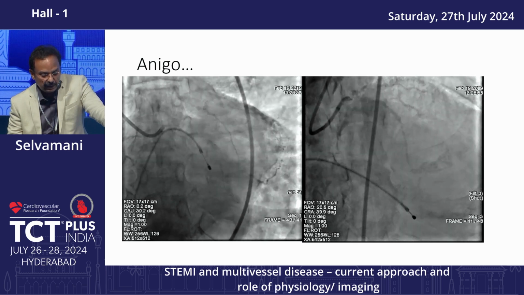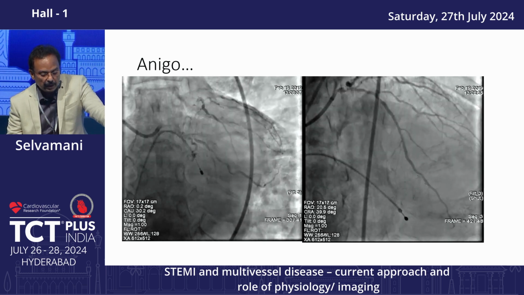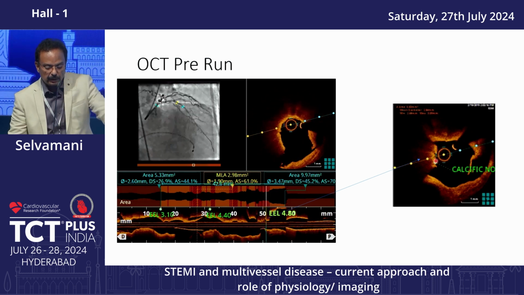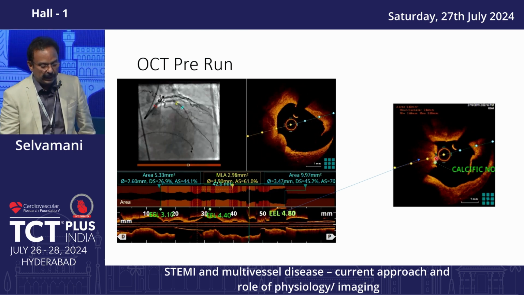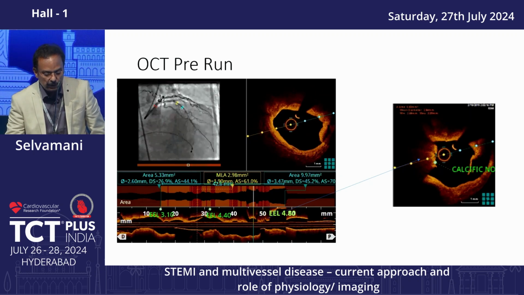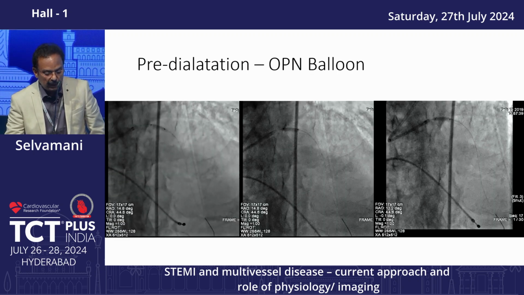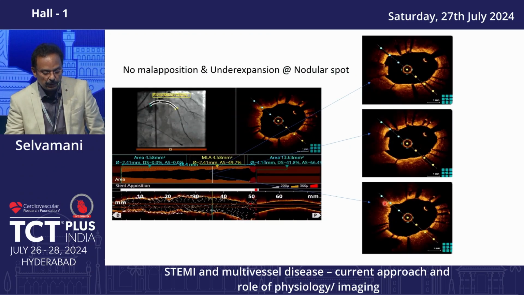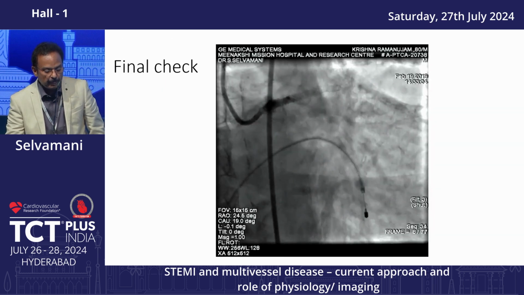A similar case here with an anterior wall MI. When you do imaging, these are eruptive nodules, so these nodules are amenable for good expansion. You can make out the characteristics here. Once you do that, it was well prepared with an OPN balloon and then stented. And here you see the area where there was a nodule, the stent is well expanded, and there is excellent TIMI 3 flow in this patient.